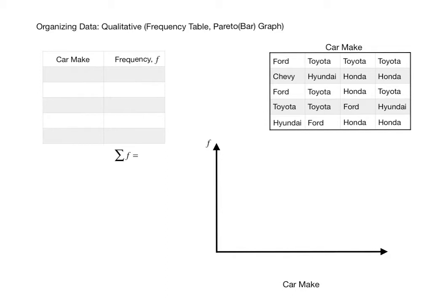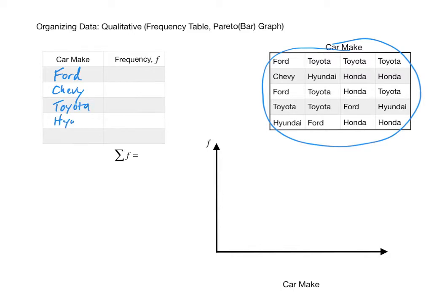So first thing we need to do is we're going to create a frequency table. That's what we have over here. And in my table, I've got my car make column, and then I have a frequency column. Lowercase f stands for frequency, and we'll talk about what that means in a moment. In the meantime, let's just write down all the types of cars that you see here in this data set. I'm not going to write in Ferrari because it's not in there. I'm just going to put in the ones that are in there. So for example, we've got Ford, we've got Chevy, we've got Toyota, we've got Hyundai, and we've got Honda.